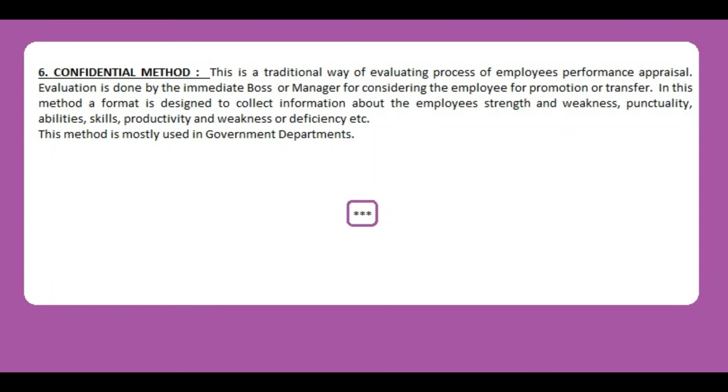Evaluation is done by the immediate boss or manager for considering the employee for promotion or transfer. In this method, a format is designed to collect information about the employee's strengths and weaknesses, punctuality, abilities, skills, productivity, deficiency, etc. They prepare one statement. He writes the name of the employee, some XYZ employee, and what are his strengths and weaknesses. He is punctual, he does good work, he has good skills, but he has some weaknesses. He cannot speak well, or he cannot work under pressure. So he writes down all his weaknesses and strengths and forwards this to the higher-ups for considering the employee for promotion or transfer. Actually, this method is mostly used in government departments.